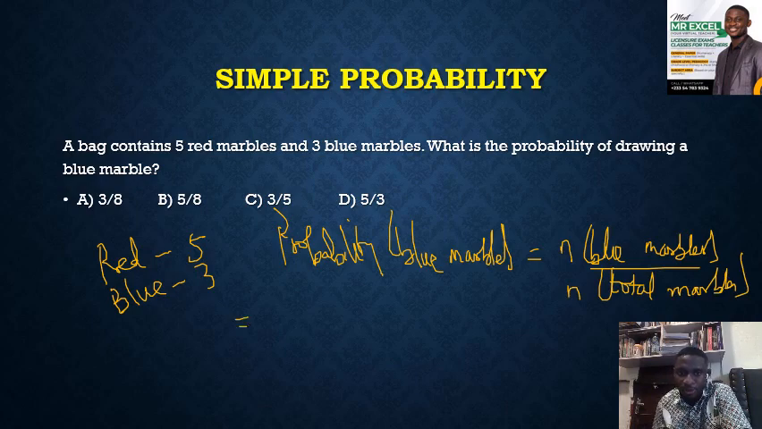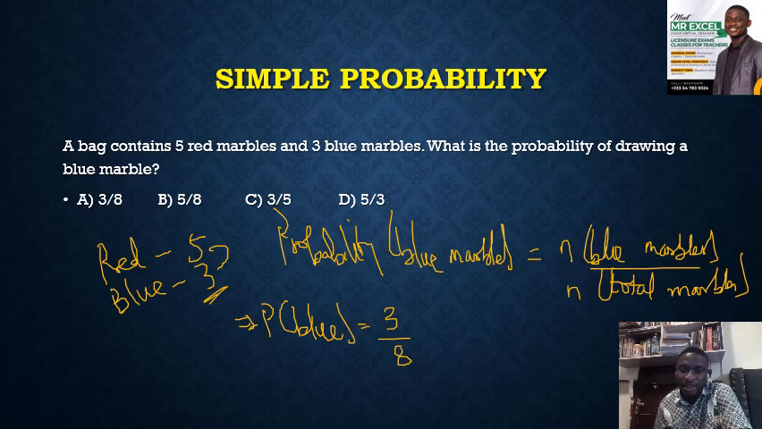So let me continue here. P of blue, I'm shortening it due to lack of space. Now, how many blue marbles do we have? We have 3. How many total marbles do we have? We have 5 and 3. So that is what? 8. So the probability of getting a blue marble is 3 on 8.